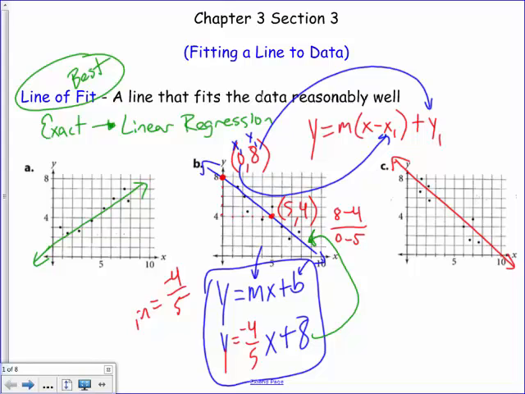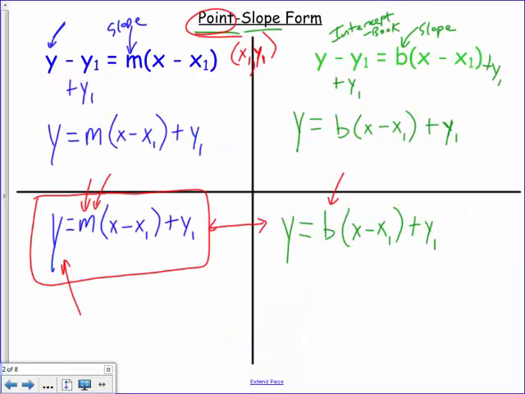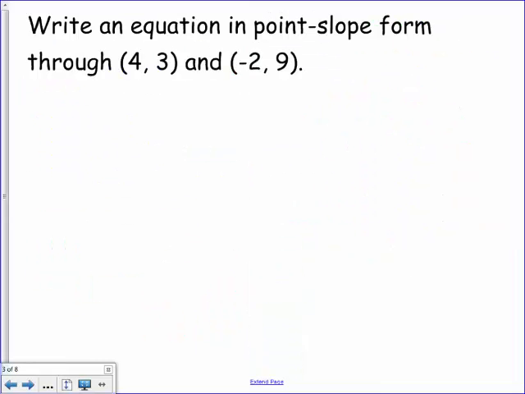Basically, all you need to know is the slope and a point, right? Then we can use point-slope form. So let's do one more using point-slope form. It says write an equation in point-slope form through 4, 3 and negative 2, 9. So what are the two things you need to know? A point on the line, and I have two to choose from, either 4, 3 or negative 2, 9. And I need the slope. Well, we better find the slope right away.